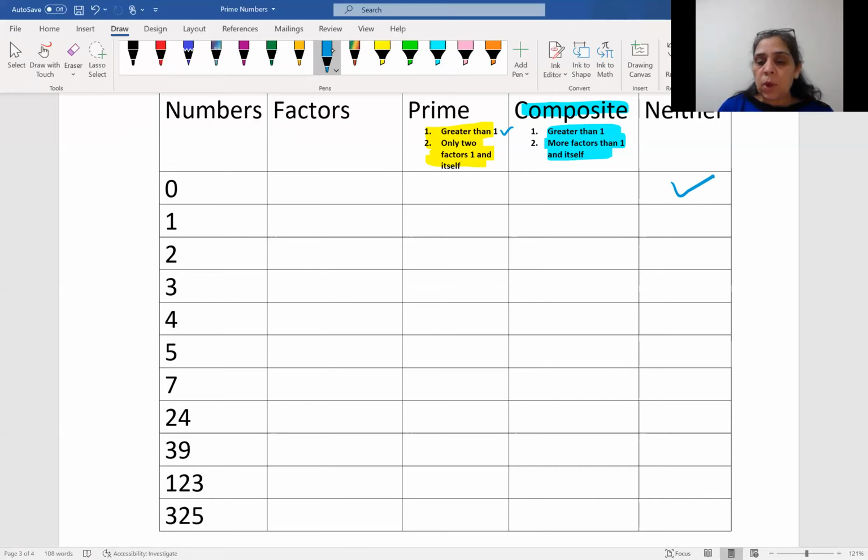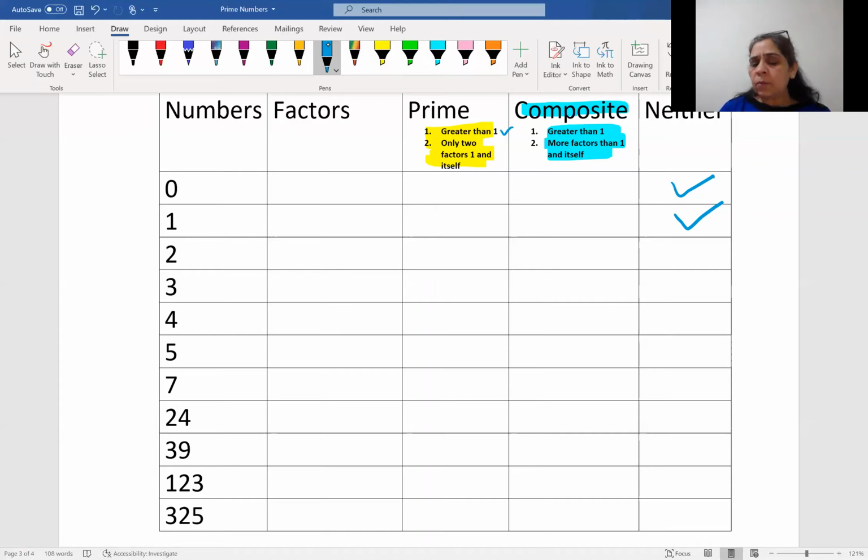Now let's talk about 1. Is 1 prime, composite, or neither? Is it greater than 1? No, right? It's exactly the same, but it's not greater than 1. So the conditions are not satisfied for either, so it's neither. From 0 through 100, or 0 through any other number forever, only these two numbers are neither: 0 and 1. Okay, so you can remember that. Those are the tricky ones.